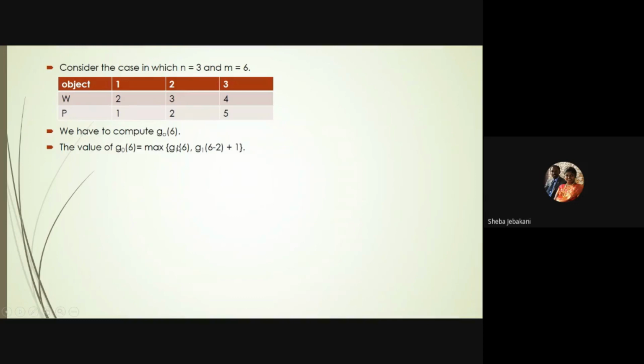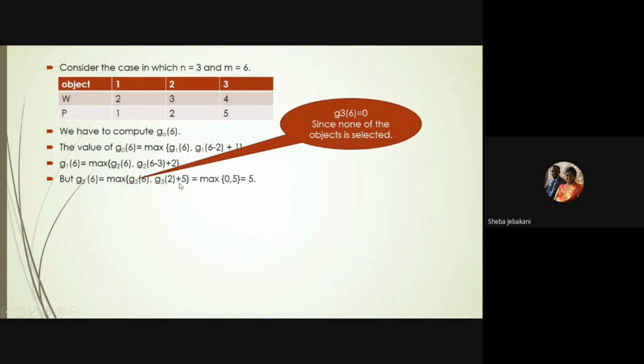Okay, so then again G1 of 6 we need to compute. When we are taking G1 of 6, that means G2 of 6 and the maximum among these two, that is, not selecting the second object and selecting the second object. When you're not selecting the second object, for G2 of 6, it is G3 of 6 and selecting the third object. But if you see over here, G3 of 6 will be 0 because when you're talking about G3 of 6, that means none of the three are selected. If none of the objects are selected, automatically the profit earned will be 0. So the maximum becomes 0.